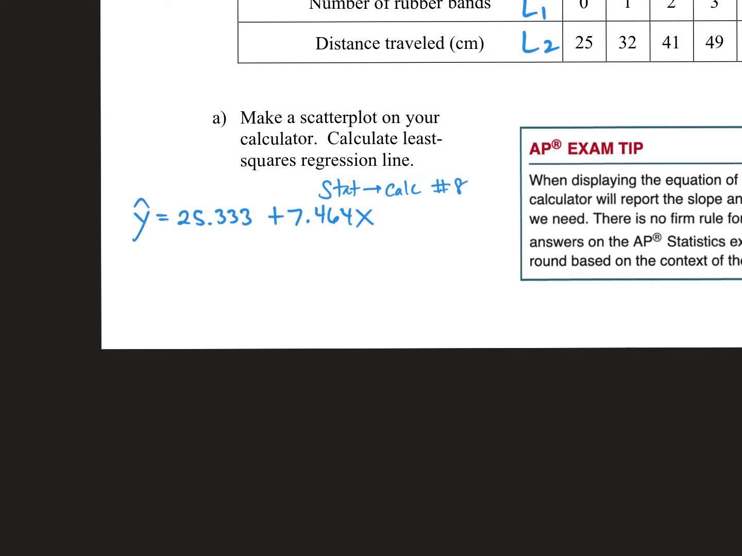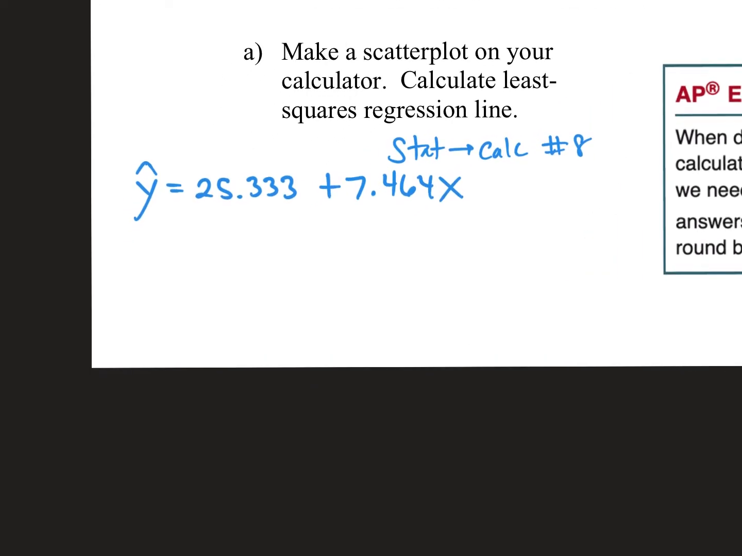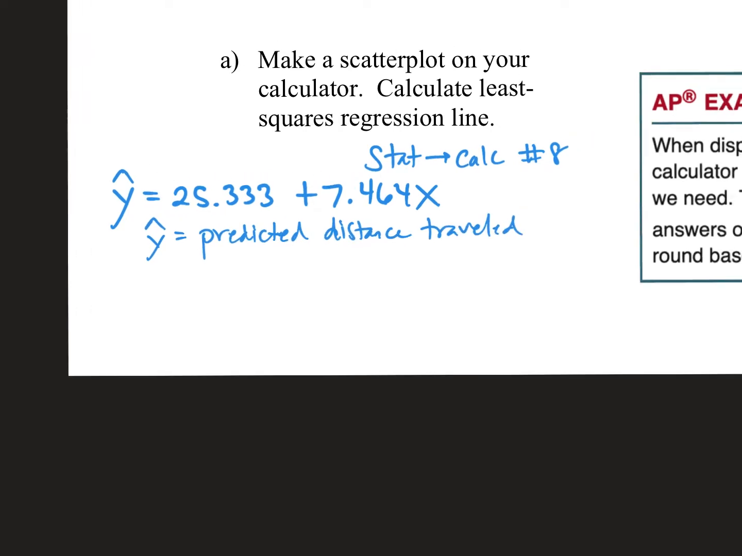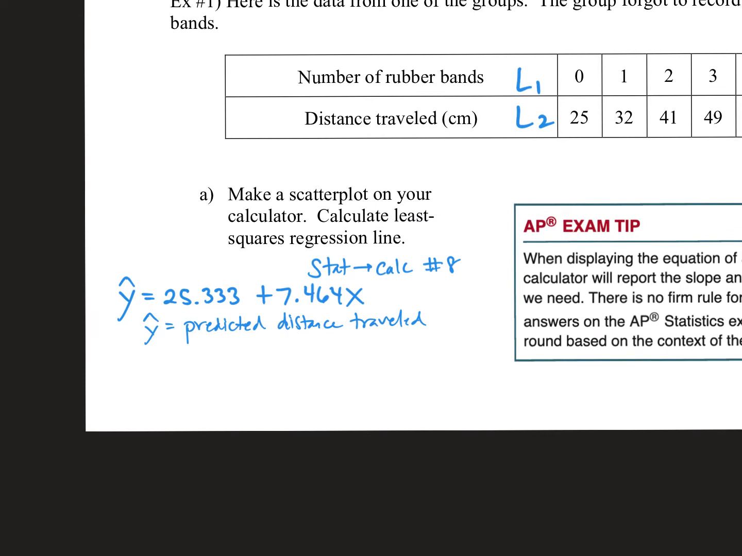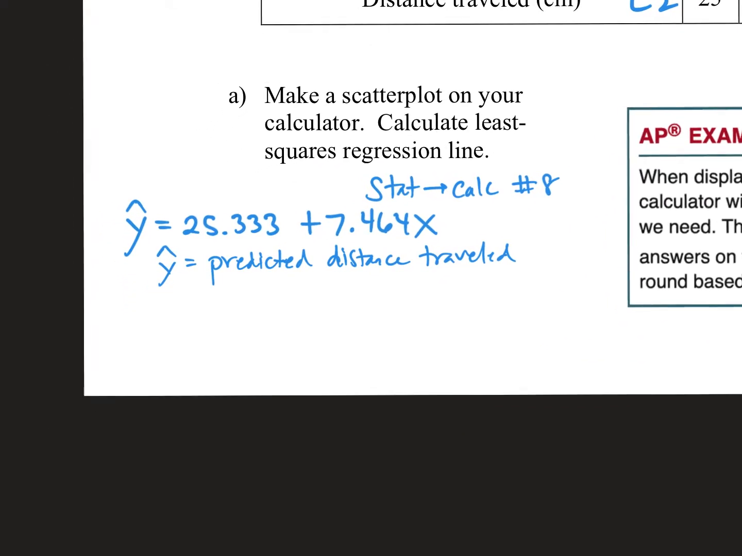Okay, now what I did was I just introduced 2 variables. And so to my grader, to me, when you're taking a test or quiz, you have to tell me what each of these variables stand for. So y hat is the predicted, always use that word, always. It's the predicted distance traveled. Okay, it's not the exact distance traveled. Like, for example, if we were to use this equation and put in 1, we're not going to get 32. So it's the predicted, it's going to be close. Predicted distance traveled, and x equals the number of rubber bands.